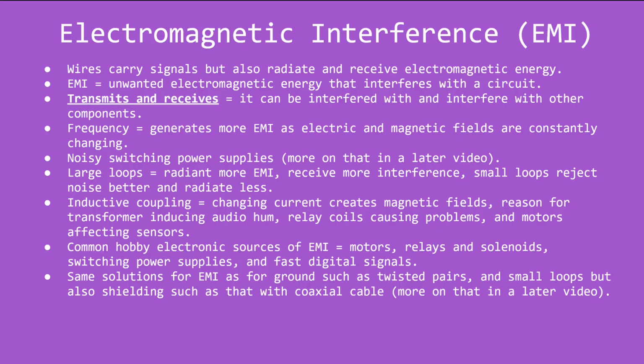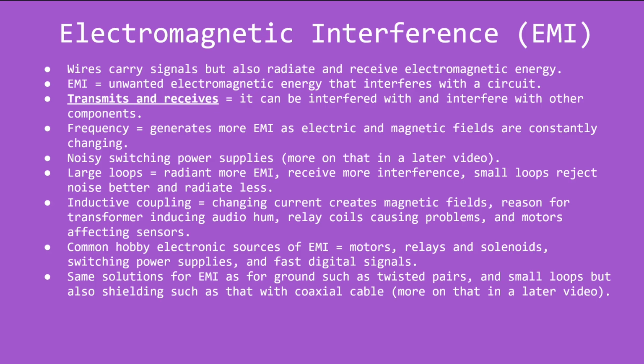A higher frequency is going to generate more, as the electric and magnetic fields are just constantly changing. This is a big problem with noisy switching power supplies, something we'll probably talk about in a later video. In fact, this is one of their biggest weaknesses. Large loops will radiate more and also receive more. Small loops will reject noise better and radiate less.